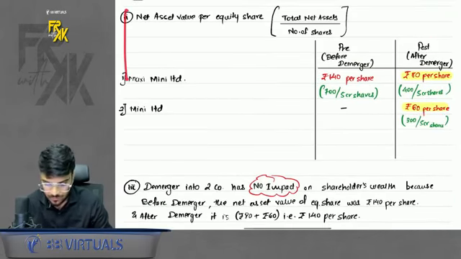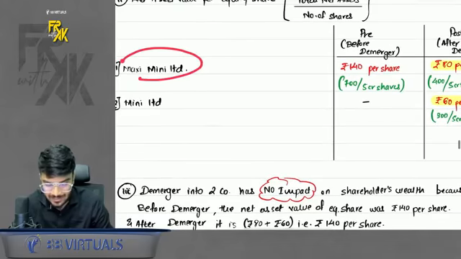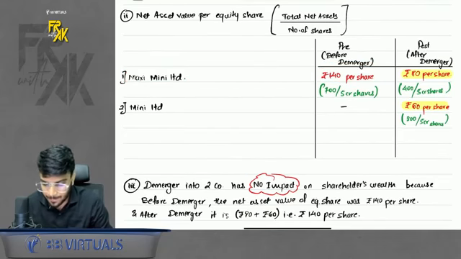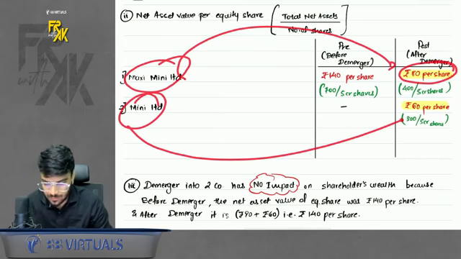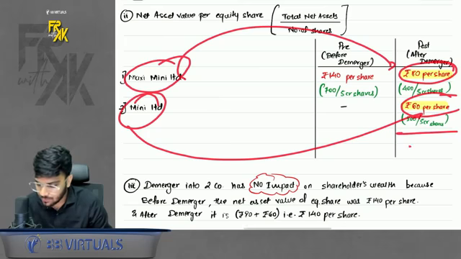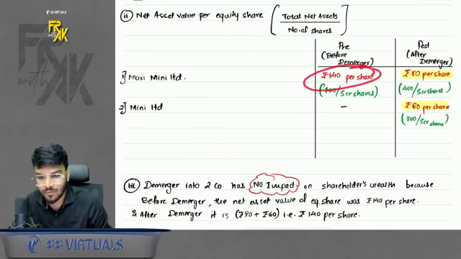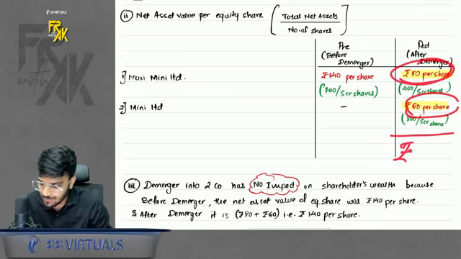What is the interpretation of this part? We can say before demerger, only one company was existing and it had a value of 140 rupees per share. After demerger, it got split into two companies, Maxi Mini and Mini. The worth of one company is 80, the worth of one company is rupees 60. Still, the total worth is rupees 140 only. So as a shareholder, previously you had one share of rupees 140. Now you are having one share of 80 and one share of 60. Still the total value is 140.